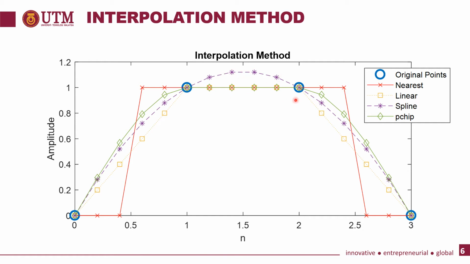All right, and lastly, the PCHIP is like a cubic, so it has a curve, but it also has edges. So you can see the differences between each method of interpolation. Later on, when you have a problem, you must know which of the methods you must use in order to improve the data for your experiment.